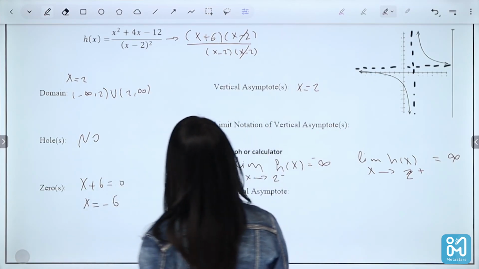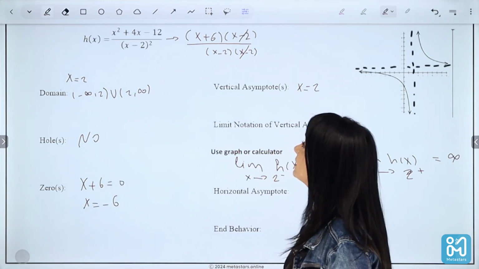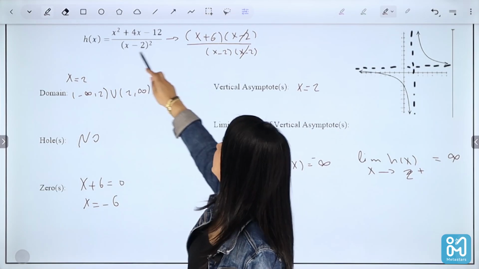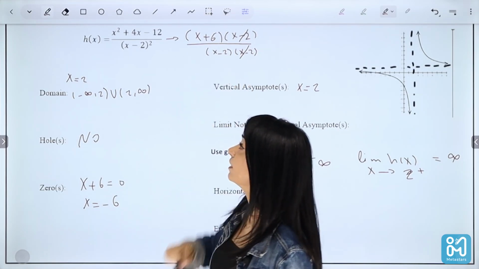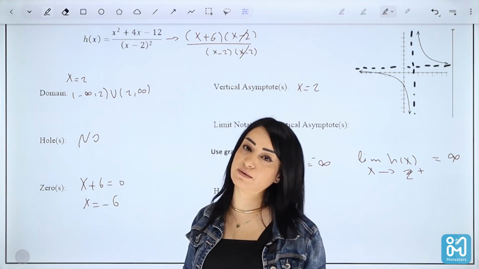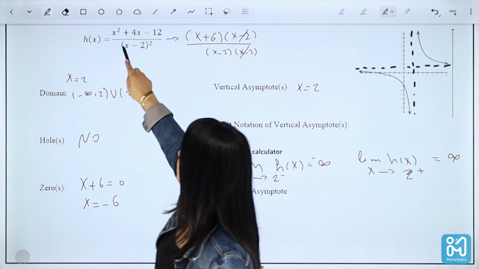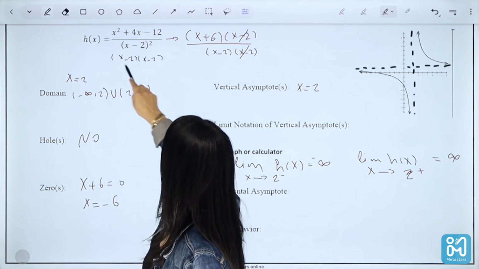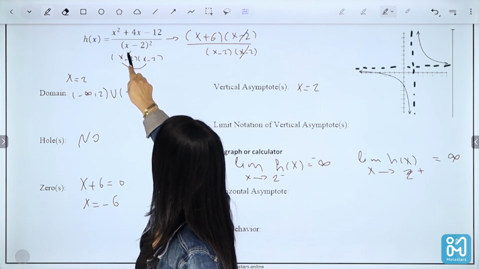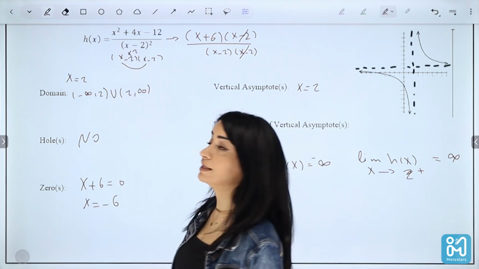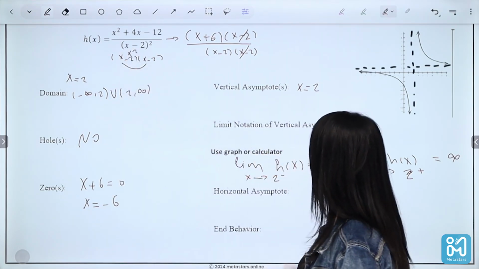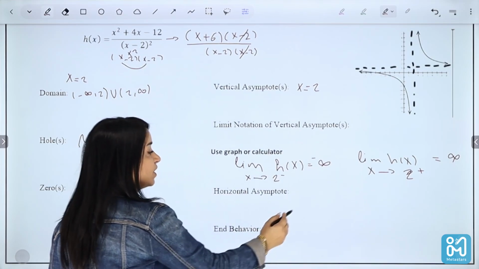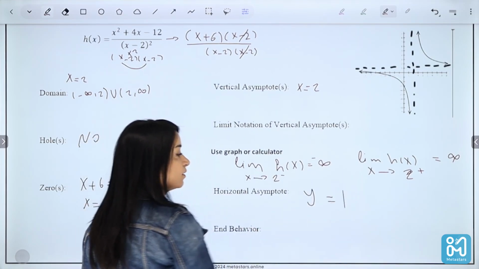Okay, horizontal asymptote now. Do we have any horizontal asymptote? Actually, yes. Since this is x squared and here also this is x squared, it's equal degree. So it's going to be coefficient over coefficient. So this one is x minus 2, x minus 2. When I multiply this, it's going to be what? x squared. So here, what is the coefficient? 1 over 1. So we have a horizontal asymptote at y equals 1.